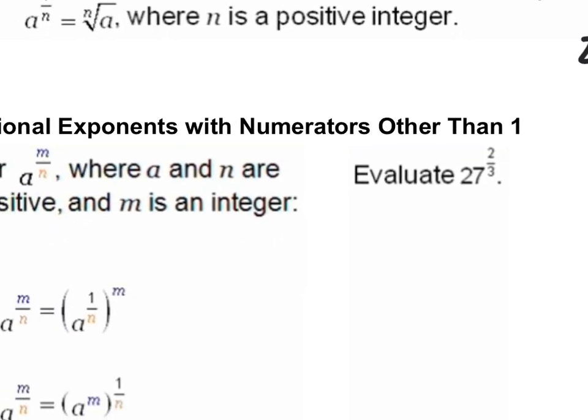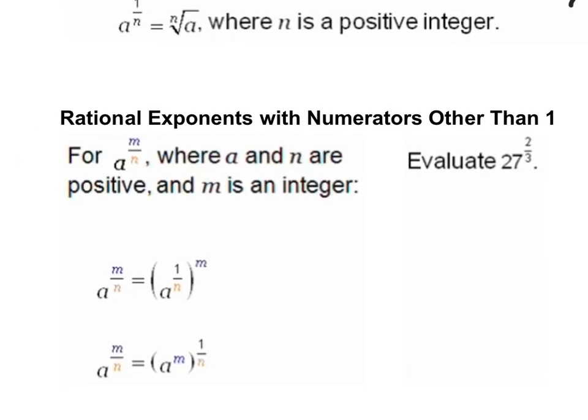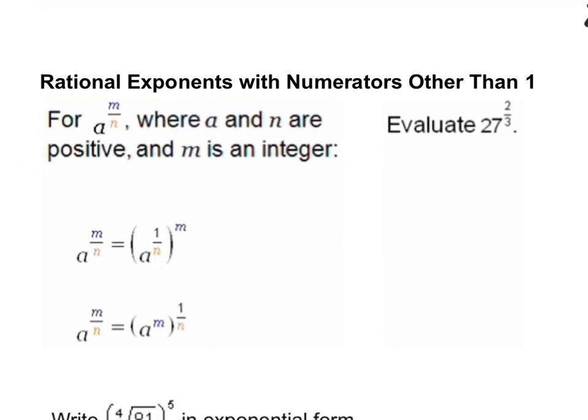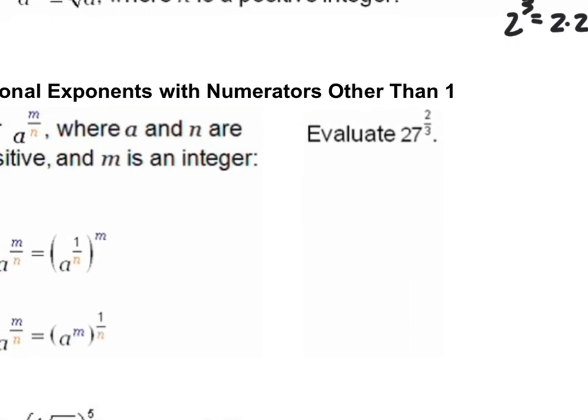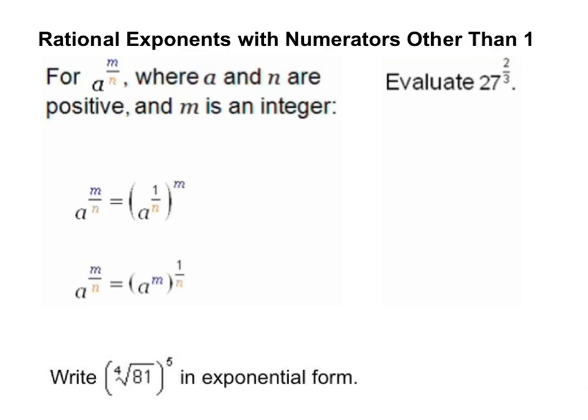Now, rational exponents with numerators other than just 1. Let's say that, instead of a simple fraction like a third or a half like we had up here, you've got a different fraction, something with a numerator other than 1 and then a denominator n. You can write these out 2 different ways, and these are the formulas that you can use.